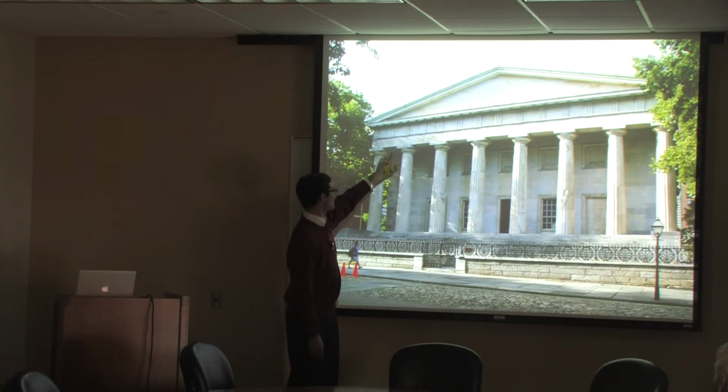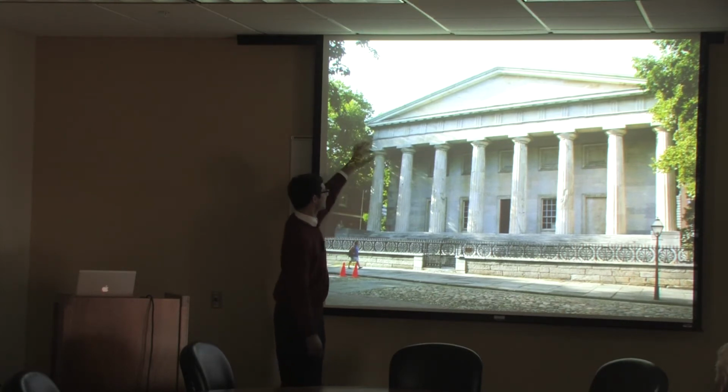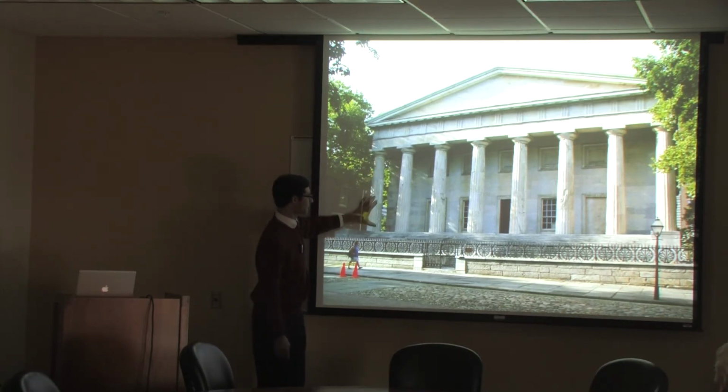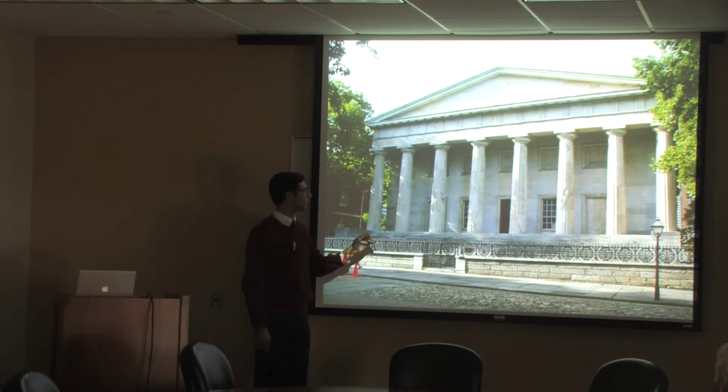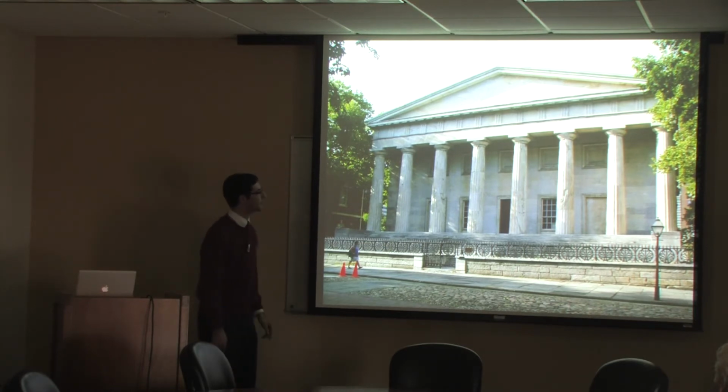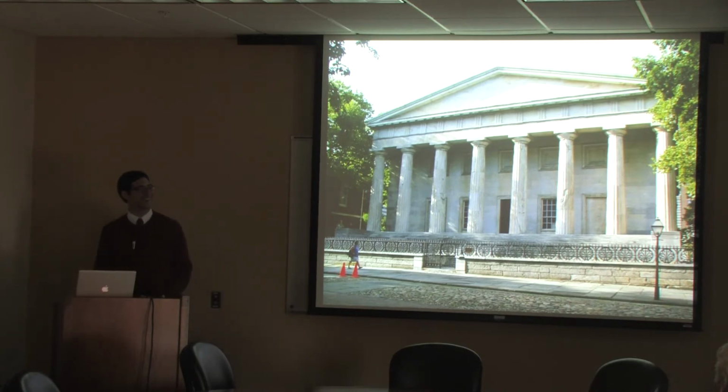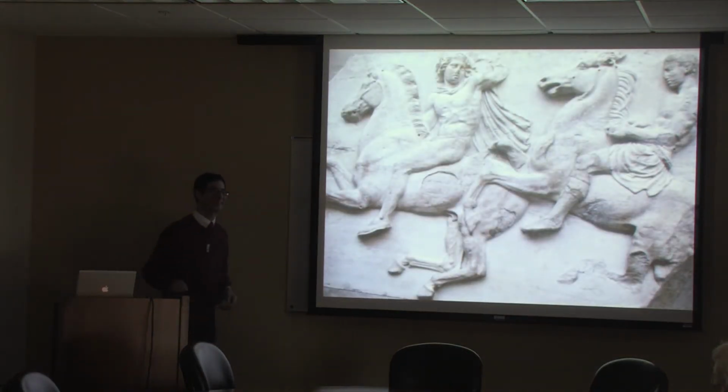Again, at the top of the columns, we have the abacus, the capital, and the shaft of the column, which is fluted, and because it's from the Doric order, there's no base. The bottom of the column just sits on whatever is below it. And that's all I have to say on that. So, thank you for your time.